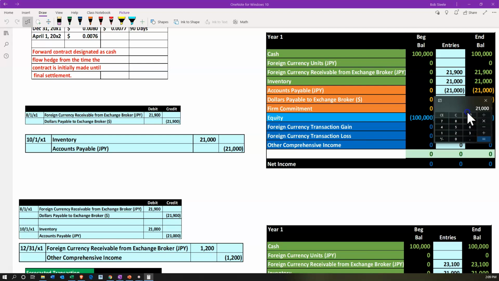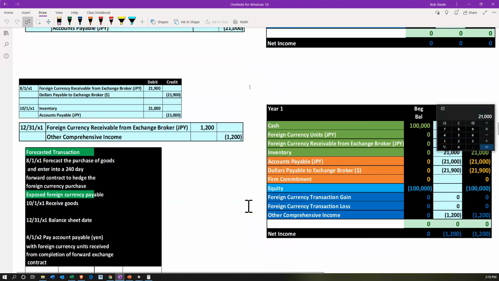So now we have the forward exchange contracts receivable that's going to vary over time. We have the inventory, and then we have the accounts payable, which also will vary because we're going to pay that in yen. And then this one will not vary, this payable from the forward exchange contract, because it is in dollars.